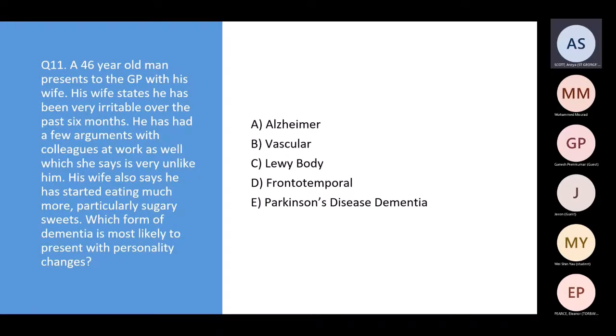And last question. So a 46-year-old man presents to the GP with his wife. His wife states he's been very irritable over the past 6 months. He's had a few arguments with colleagues at work as well, which is very unlike him. His wife also says he's started eating much more, particularly sugary sweets. Which form of dementia is most likely to present with personality changes? So Alzheimer's, vascular dementia, Lewy body, frontotemporal, or Parkinson's disease dementia.